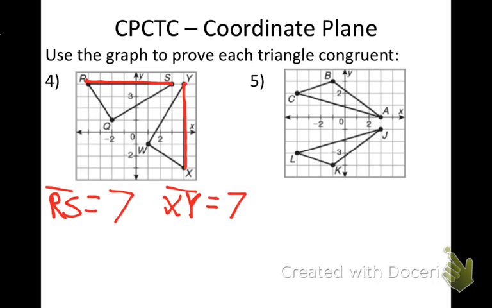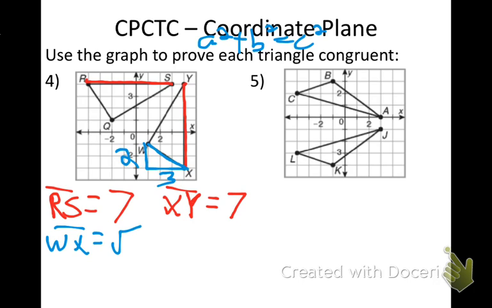WX. Can we use Pythagorean theorem on something like that? Yeah, I can make it a right triangle, right? So I have a distance of 2. I have a distance of 3. What's Pythagorean theorem again? Anybody remember? A squared plus B squared equals C squared. Nice. So 2 squared is 4. 3 squared is 9. 4 plus 9 is? So I get the square root of 13. Oops, I'm on the wrong side. So WX is the square root of 13.